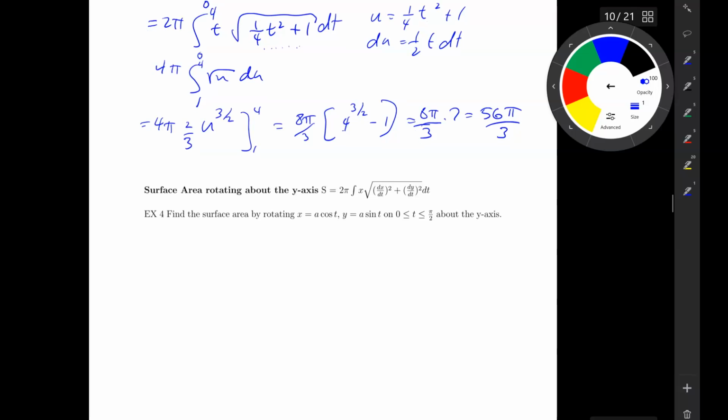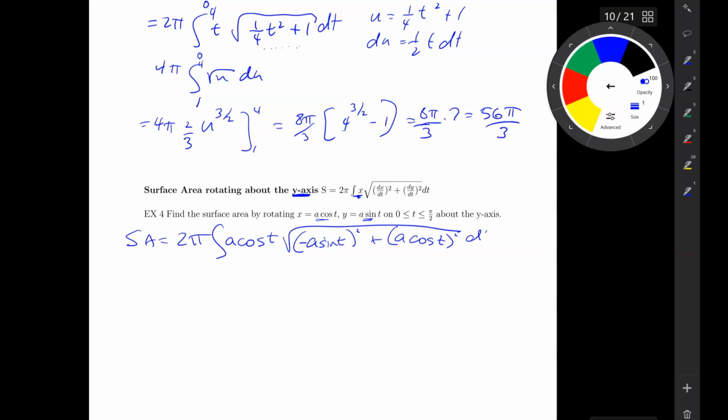All right, so let's move this, rotate this around that y-axis. So I put the x inside. So it's always 2 pi. The x is a cosine of t, a being a constant, right? The square root of, okay, the derivative of this will be negative a sine of t squared, plus the derivative of this will be a cosine of t squared dt between 0 and pi over 2.